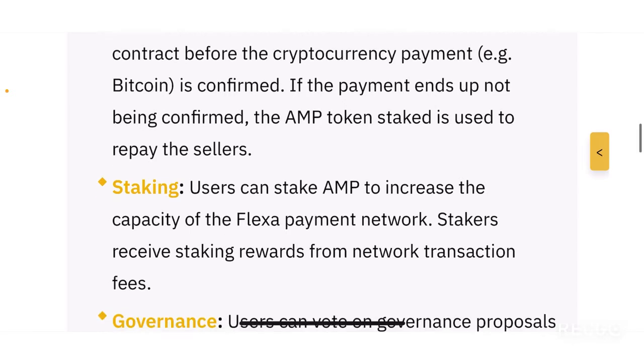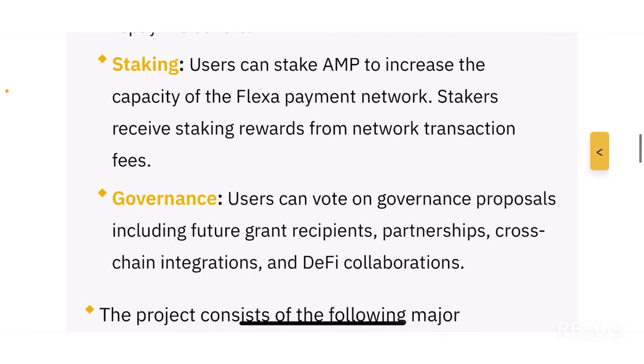So that's one of the main use cases of the AMP token. And the second main use case is staking. Users can stake AMP to increase the capacity of the Flexa payment network. Stakers receive staking rewards from network transaction fees.